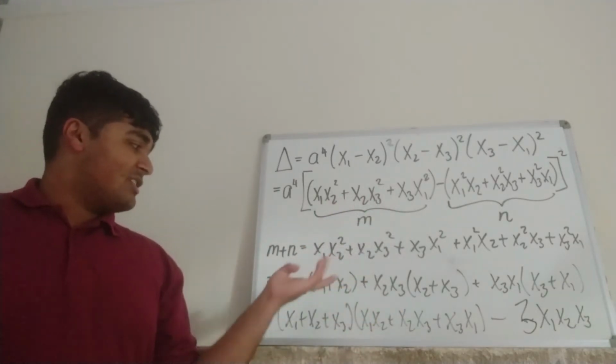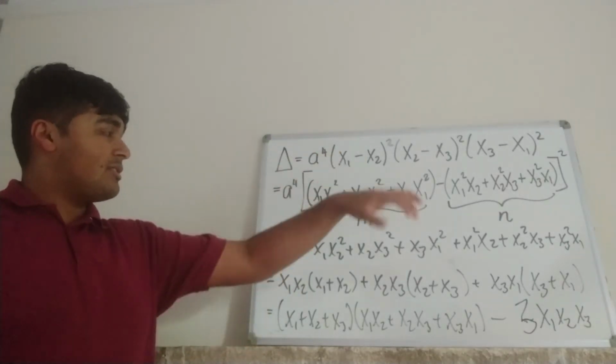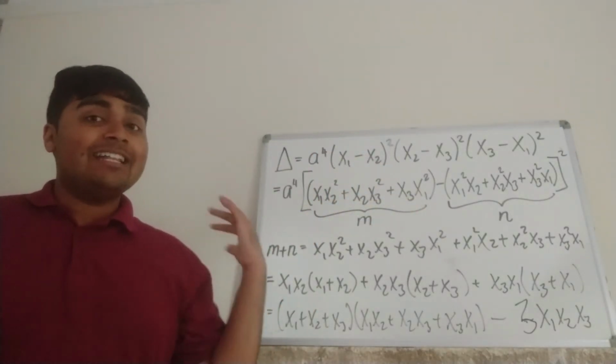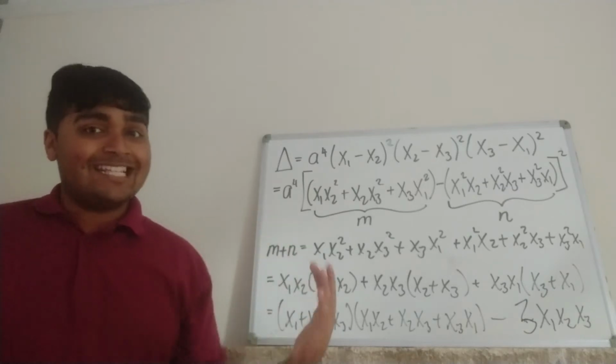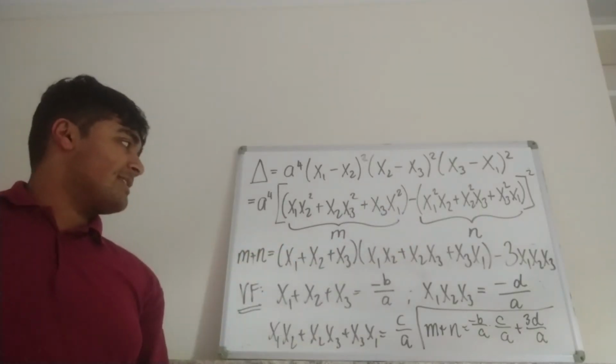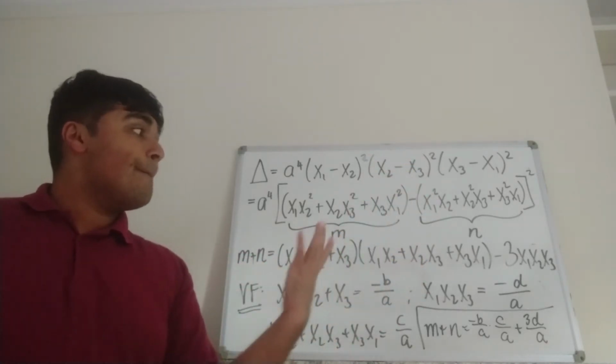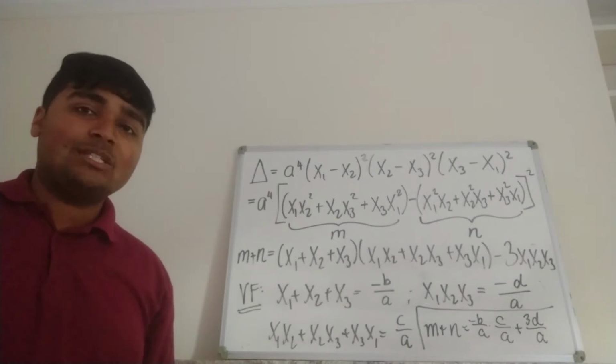Well, because we can actually express each of these terms here in terms of the roots. So sorry, in terms of a, b, c, and d. And to do that, we're going to need to use Vieta's formula. Okay, so we just showed that m plus n is this guy here: (x1 + x2 + x3) times (x1 x2 + x2 x3 + x3 x1) minus 3 times x1 times x2 times x3.